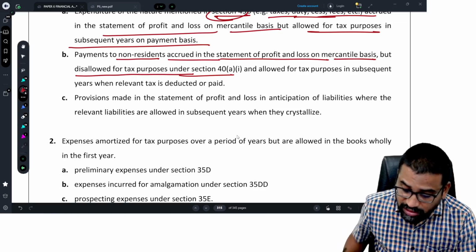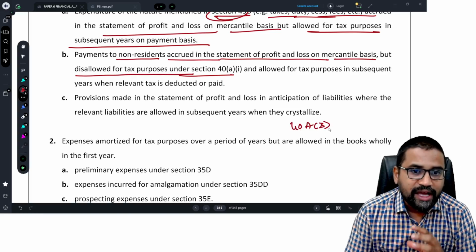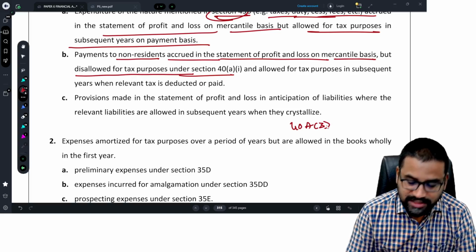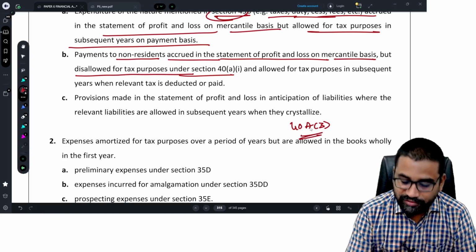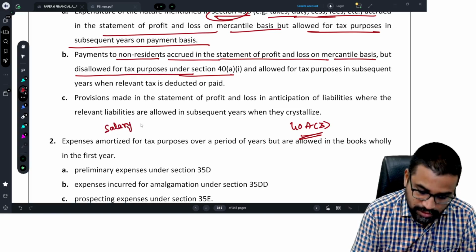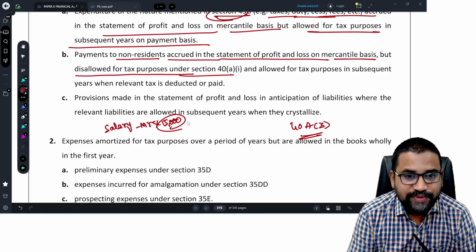Similarly, one more section called 40A3, cash payments. Suppose you make aggregate payment to a person in a single day exceeding 10,000 in cash, then 100% is disallowed. So this is a permanent difference. For example, a company paid salary to a person, Mr. X. Suppose 15,000 they paid in cash. This is disallowed as per 40A3.